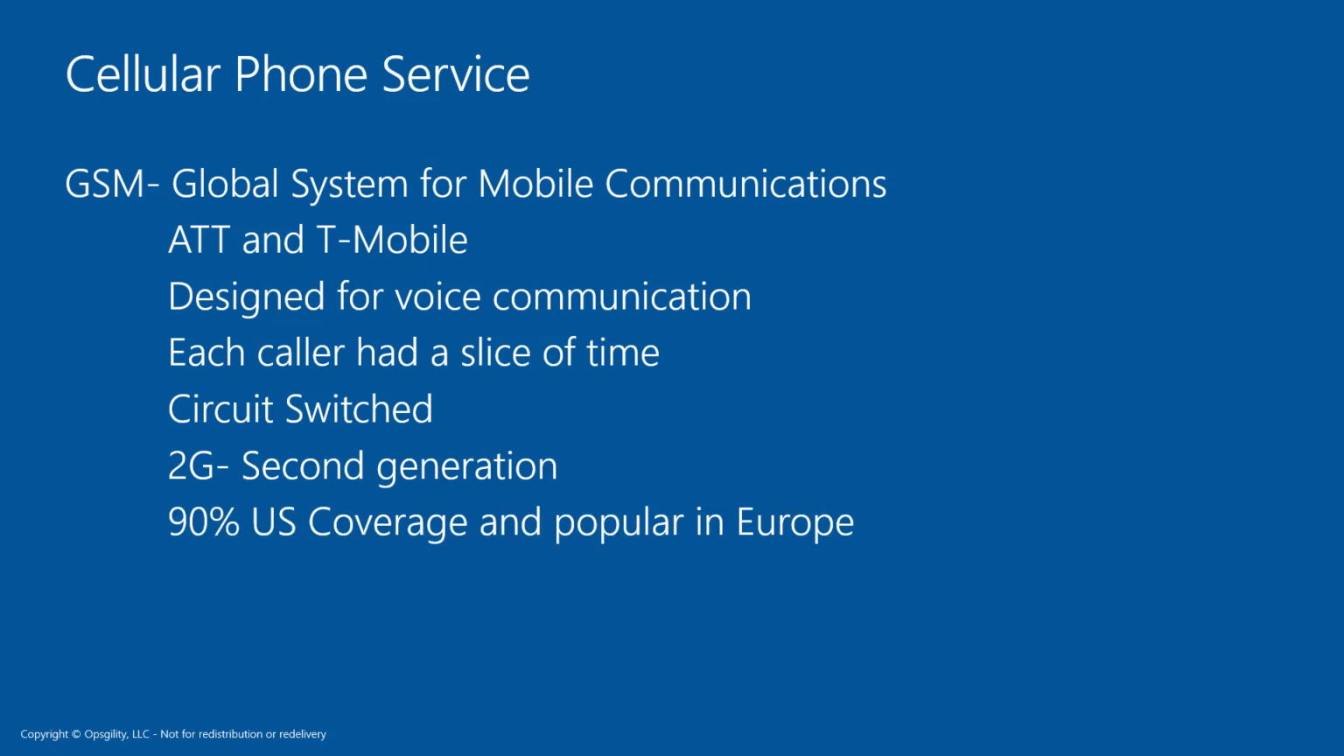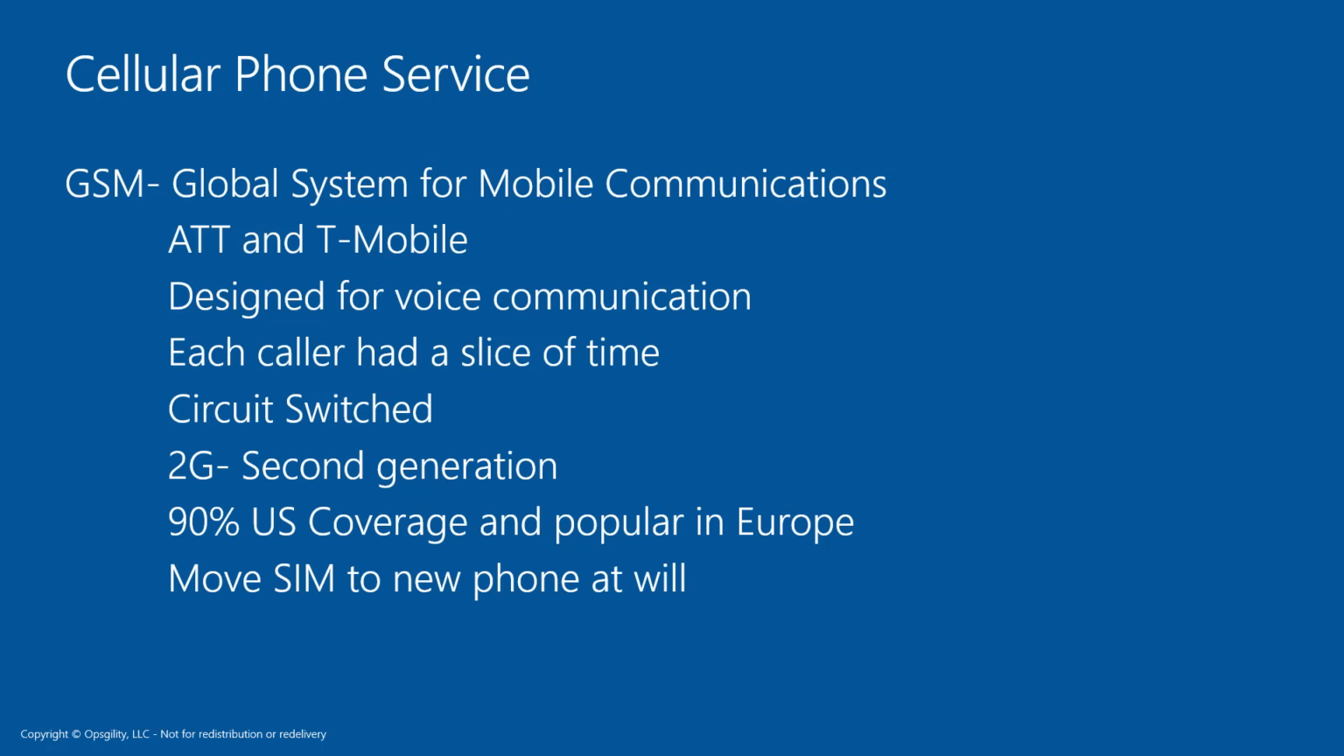2G had great coverage. 90% of the US was covered because the technology was very mature and cheap to deploy. It was also deployed in other countries as well as continents such as Europe. A great advantage of GSM was that you could move your SIM card from one phone to another anytime you wanted.